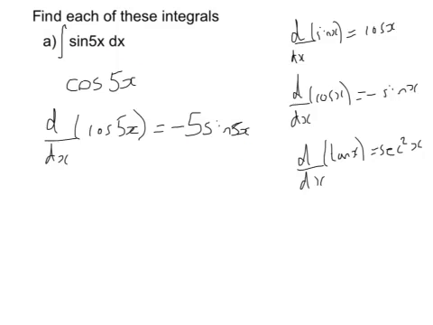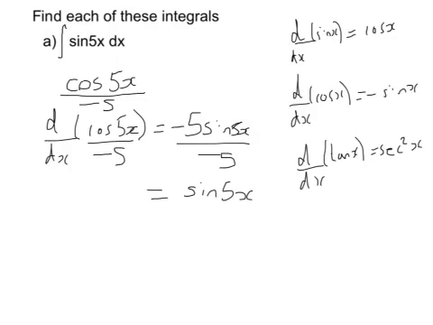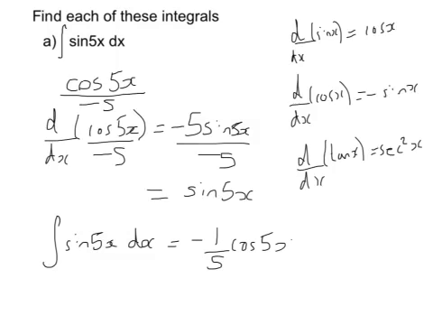So how do I get from this to this? Well, I'd have to divide by minus 5. So if I divide this by minus 5, this by minus 5, and this by minus 5, I'd get sine of 5x, which is what I want. Therefore, the integral of sine 5x with respect to x is minus a fifth of cos 5x.